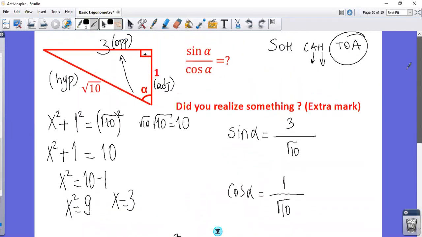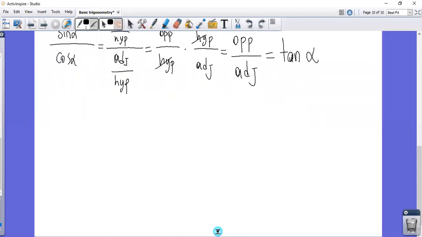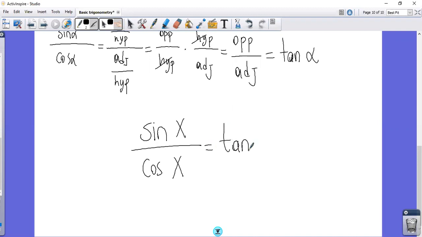You can check actually, what is tangent of alpha? TOA, tangent of alpha, opposite 3, opposite over adjacent, adjacent 1, 3 over 1, 3. So that means, as a property, we can write sine of any angle, for example, sine of X over cosine of the same angle, cosine of X, is always equal to tangent of X.